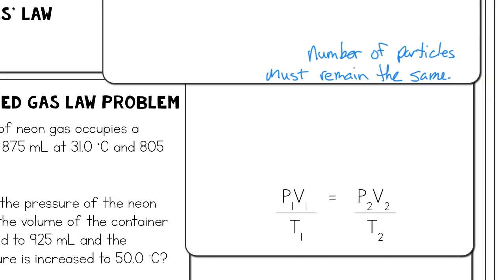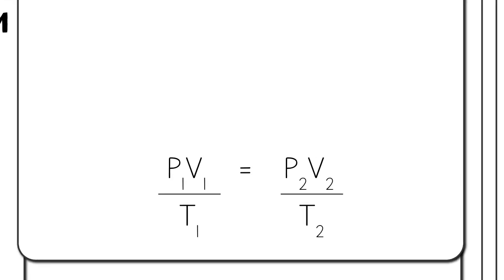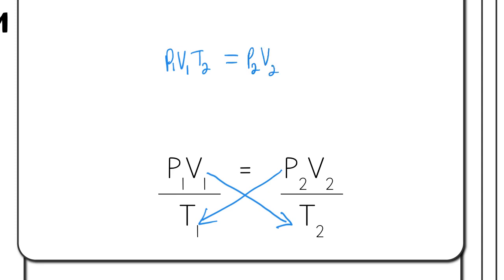So let's take a look at our formula here. It says the following equation can be used to calculate the pressure, temperature, or volume of a new state, as long as the number of particles does not change. So this is a fraction again, where we've got one fraction equal to another fraction. To solve this, we're going to do the same way we've been doing all along. We're going to cross multiply. So this is going to give me P1 times V1 times T2. Now I'm ready to cross multiply the other side: P2 times V2 times T1. So let's say that V1 is my unknown.